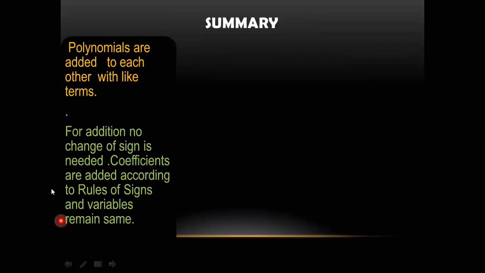And let's have a summary of the whole lecture. What did we learn today? We learned that polynomials are added to each other with like terms, right? When we add them, like terms play a very important role, and for addition no change of sign is needed. Coefficients are added according to the rules of signs, and variables remain the same.